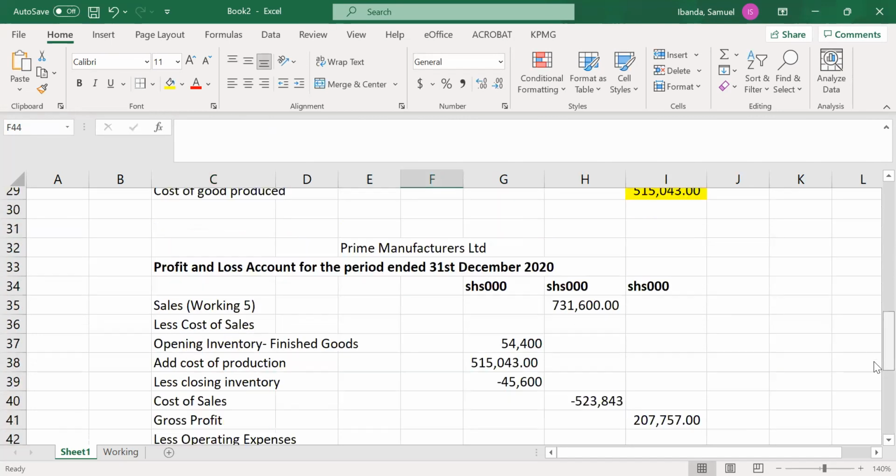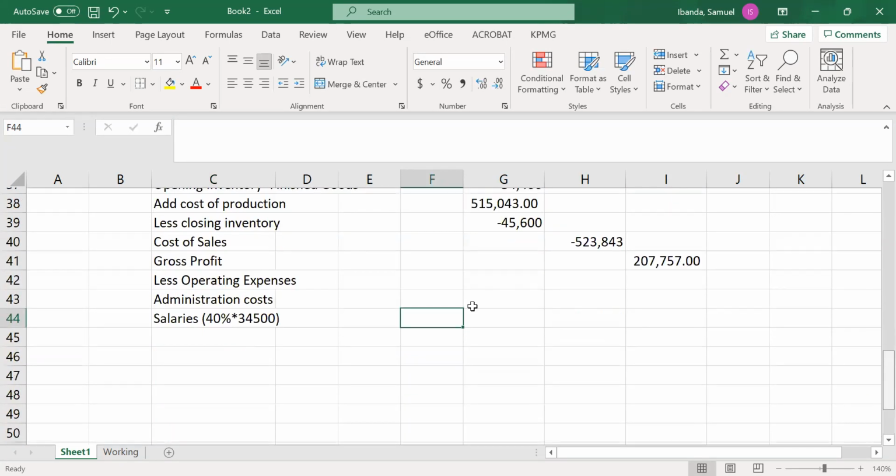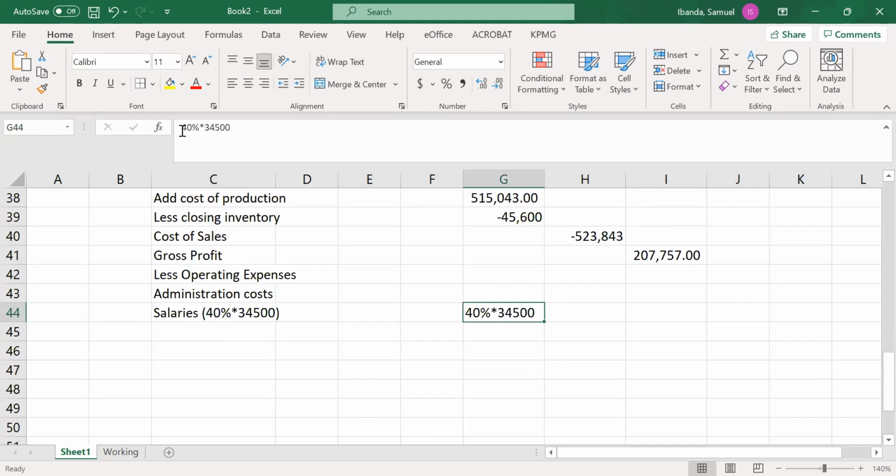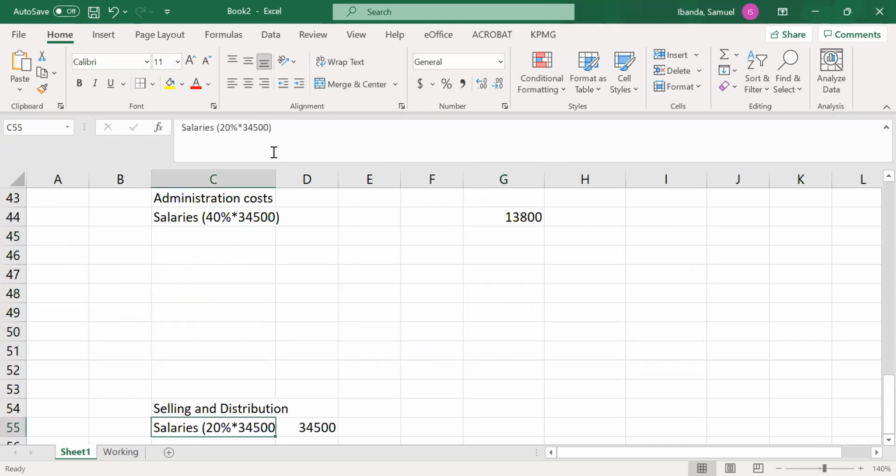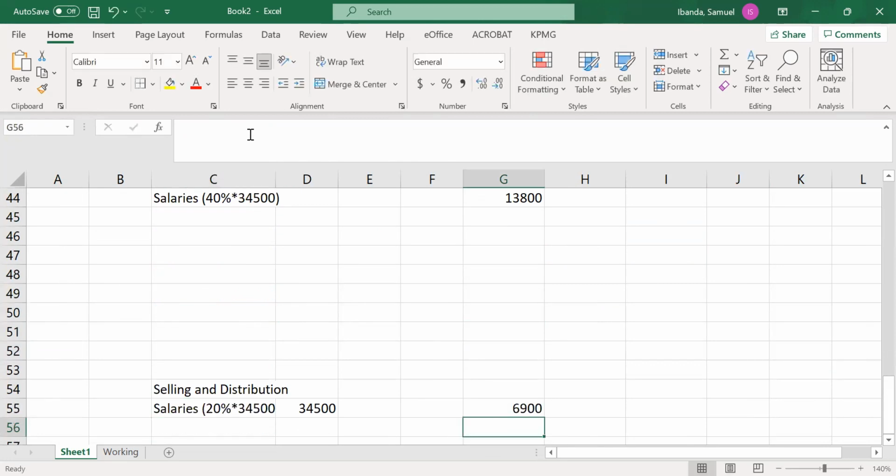Let me use the second column here. So for me, I'll get this directly: 13,800, and then here I basically have 6,900. Okay, that is what I basically have. So I'll move to the next expense like that.